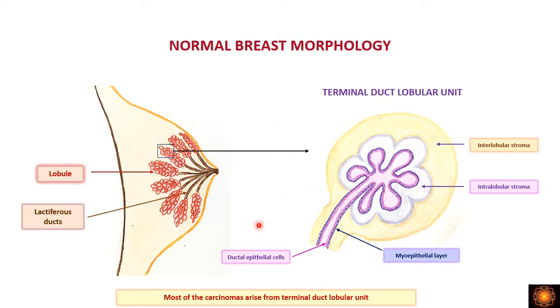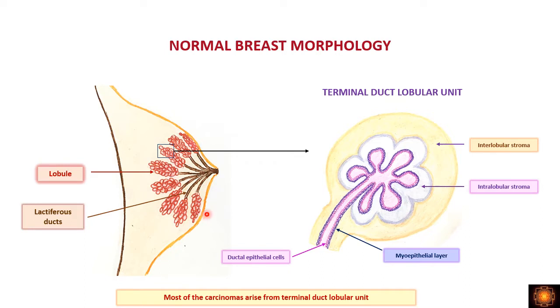So when we see the normal structure of the mammary gland, we have the lobules. In the lobules, we have the small alveoli which will be secreting, and these alveoli will be opening into the lactiferous ducts. We have terminal ducts which will be opening into the main lactiferous ducts, and these lactiferous ducts will open in the nipple. So this entire unit which has the alveoli, we call it a lobule.